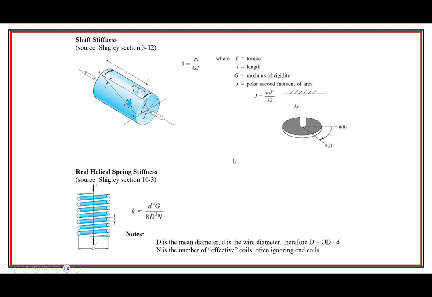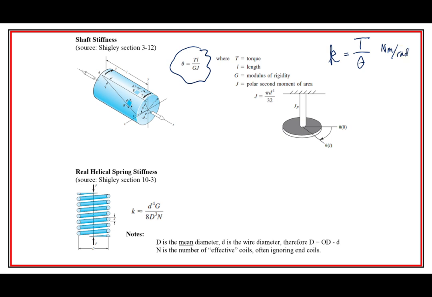Another type of stiffness we might have is a rotational stiffness. You might remember the displacement equation because it just rolls off the tongue, TL over JG, or I guess it's GJ in this one. I like JG better than GJ. But that's going to be the angular displacement. So another type of stiffness that we could have is going to be the load divided by the displacement. So this is going to be an interesting one. It's going to be torque over angle, which is going to have units of Newton meters per radian.